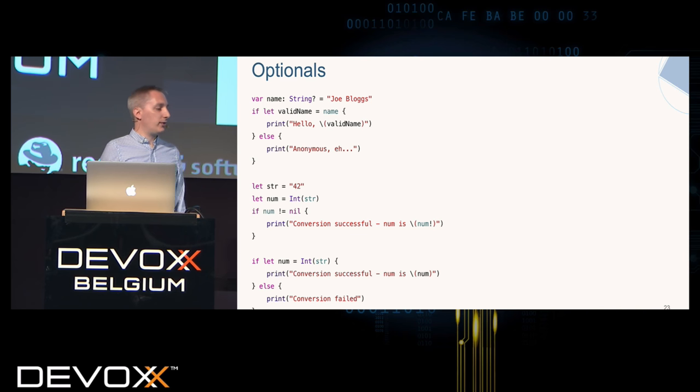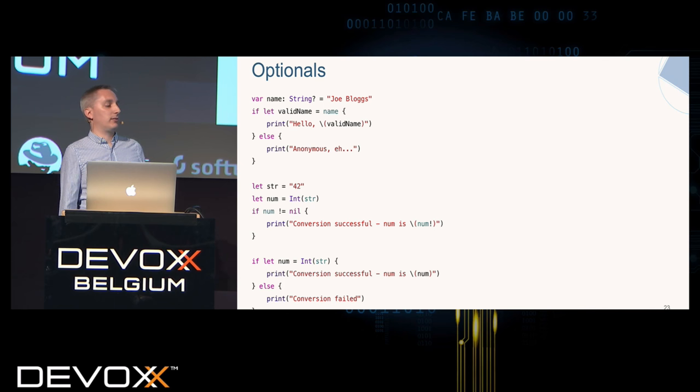And just a way that you can simplify that, you can do the whole thing on one line. So you can say if let num equals int str, and then it succeeded or it failed, which is kind of nice.